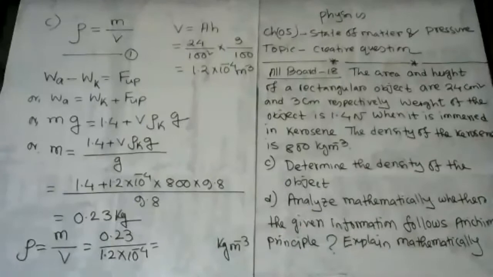So 1.9 into 10 to the power 5 minus 5. I think please recheck your calculation. Yes, sir. 1916.67. Okay. Also, please recheck the calculation here.